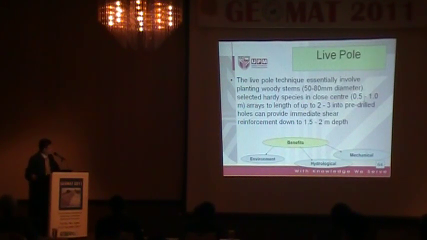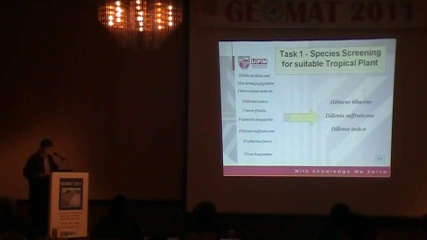So the whole idea of live pole is basically to involve planting the woody stem, 50-80 millimeter, of selected plant species, say half to 1 meter, up to 2 to 3 meter, into a pre-drilled hole inside the slope. Right? So the benefit should be environmental, hydrological, as well as mechanical. So the challenge is to find what would be a suitable plant for this type of application.